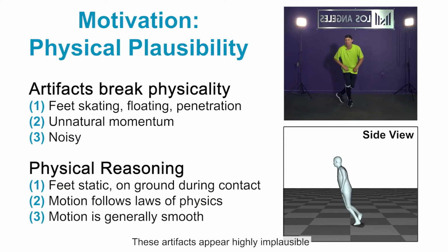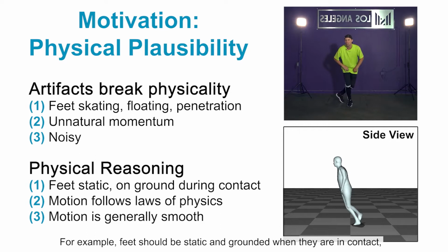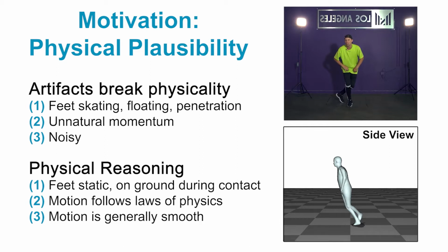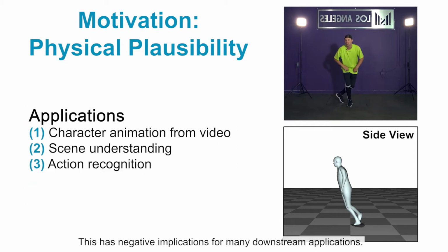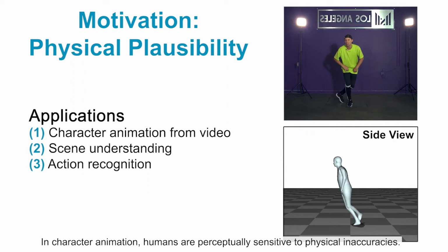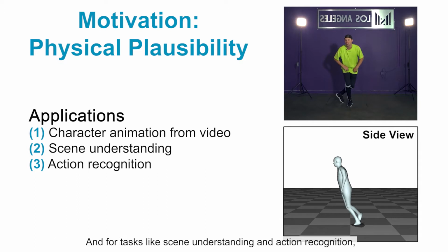These artifacts appear highly implausible since they oppose our natural physical reasoning about human motion. For example, feet should be static and grounded when they're in contact, and motion is generally smooth and follows the laws of physics. This has negative implications for many downstream applications. In character animation, humans are perceptually sensitive to physical inaccuracies, and for tasks like scene understanding and action recognition, artifacts may drastically change the semantics of what's occurring in a video.